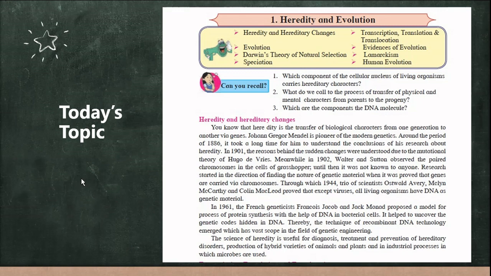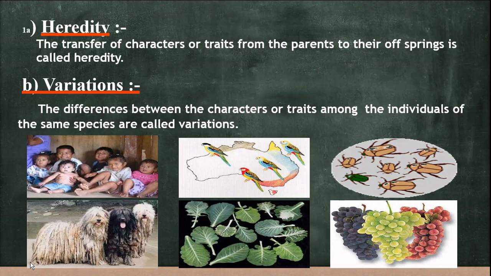Friends, let us understand what we mean by heredity. Heredity you have learned in ninth standard. It is nothing but the transfer of characteristics from parents to the next generation. What is being transferred and who is going to transfer these characteristics? The transfer of characters or traits from the parents to their offspring is called heredity, the transfer of biological characters from one generation to another via genes.